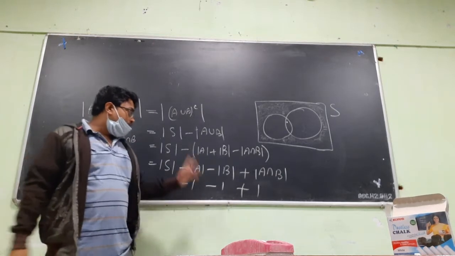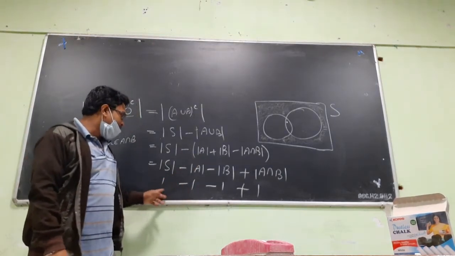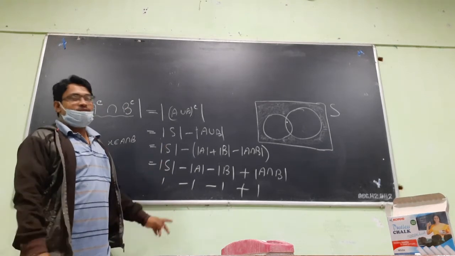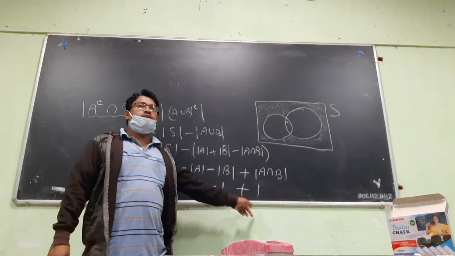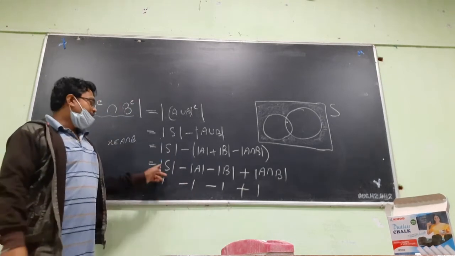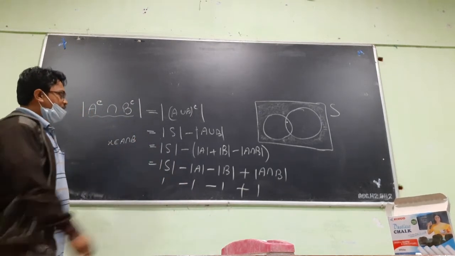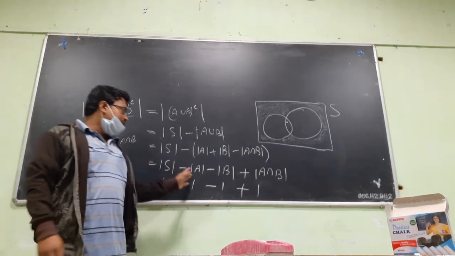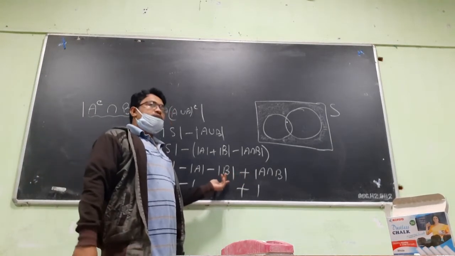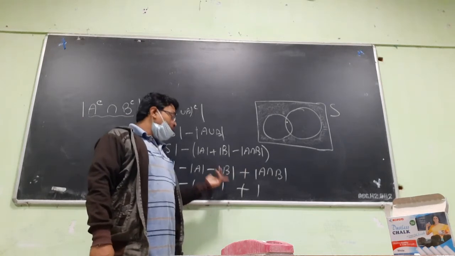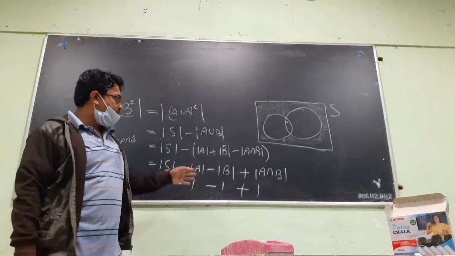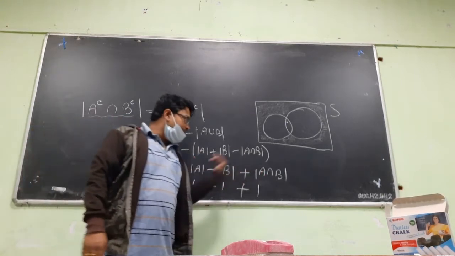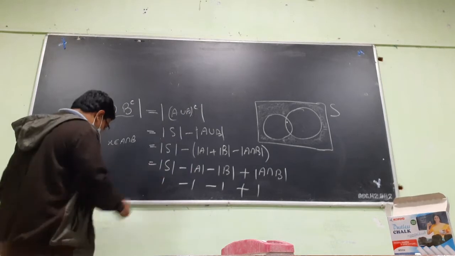But the net count, ultimately, how many times has this particular element been counted? Only 0 times: 1 minus 1 minus 1 plus 1. Ultimately, this element is not being counted. If we remove one element twice, then our count will be wrong in that case. So we are adding it again. This is exactly what is happening.